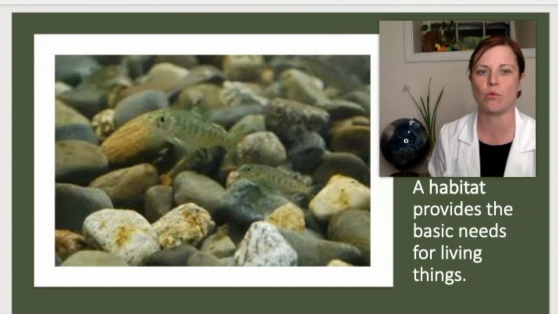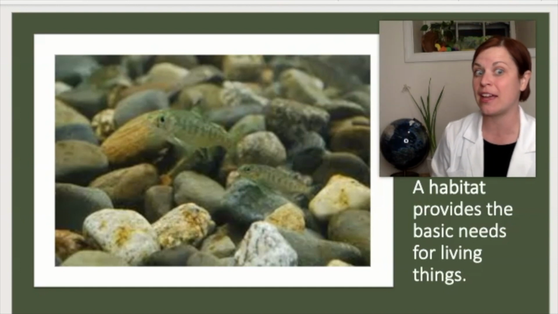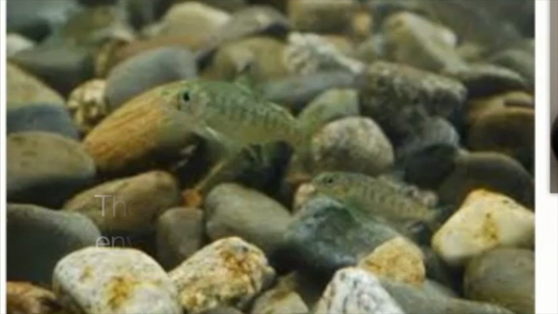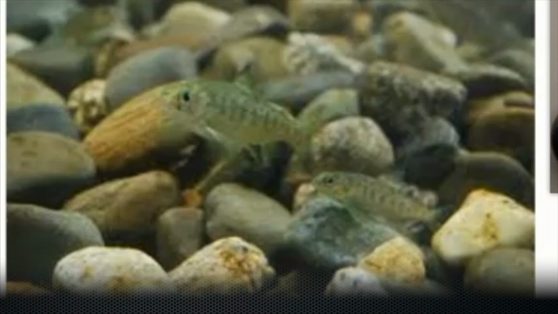A habitat will provide protection for the animal. When a bigger fish or a predator swims by, this fish might not be seen because it is camouflaged in its environment.